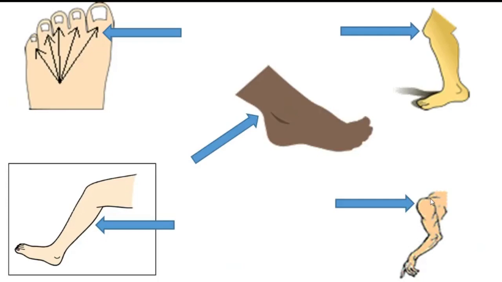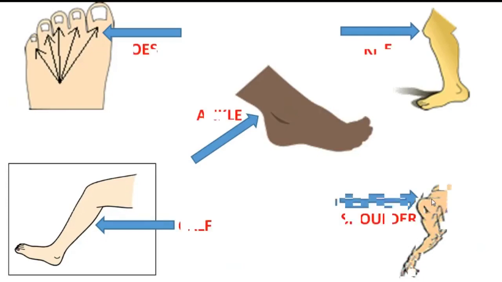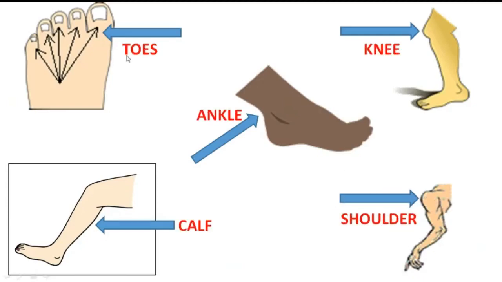Okay, let's move on. So, this picture is toes. This is knee. This is ankle. This is calf. And this is shoulder. Okay.